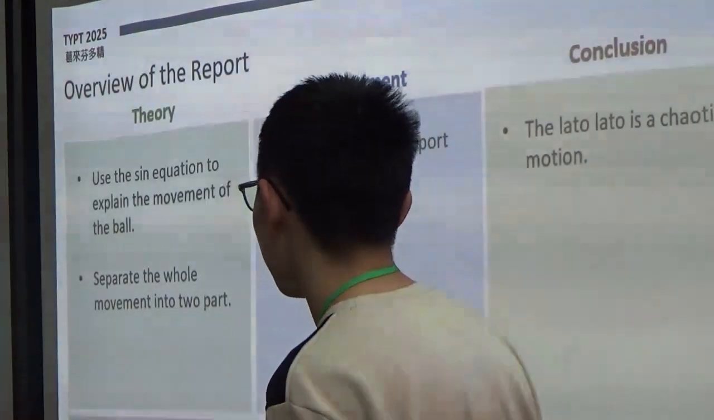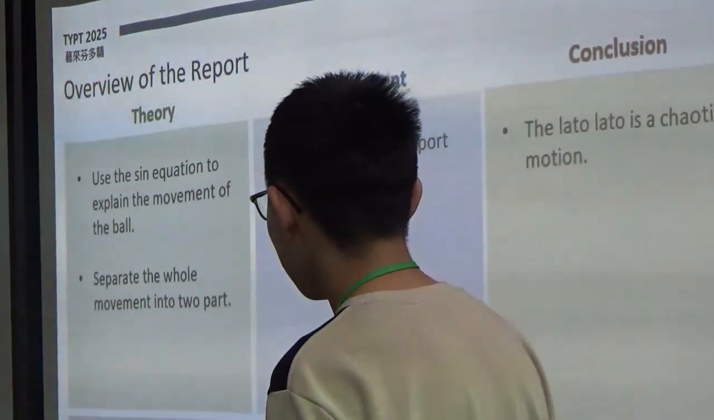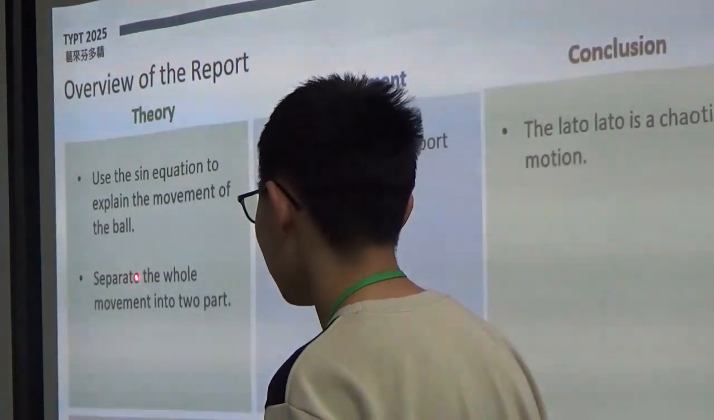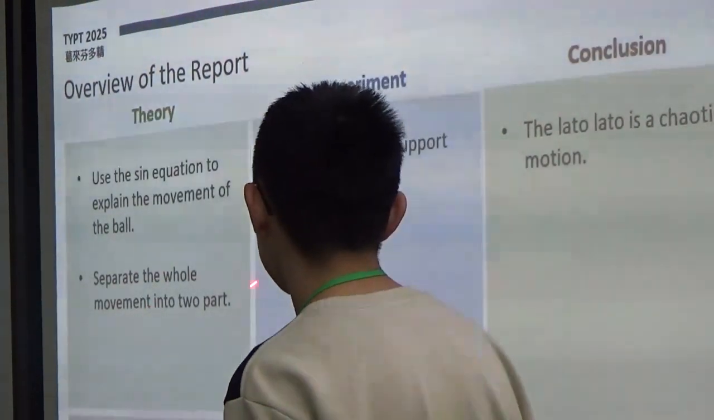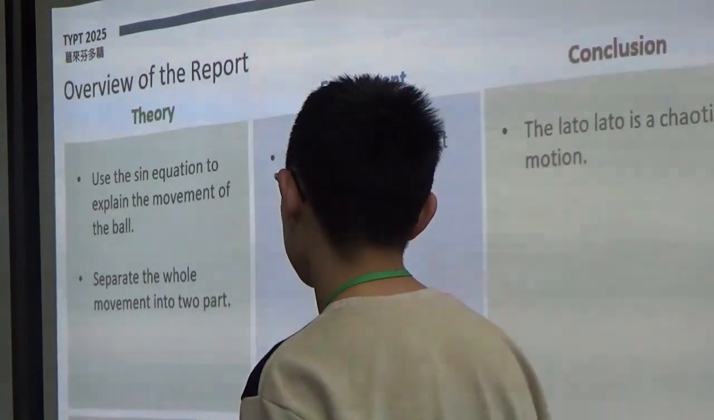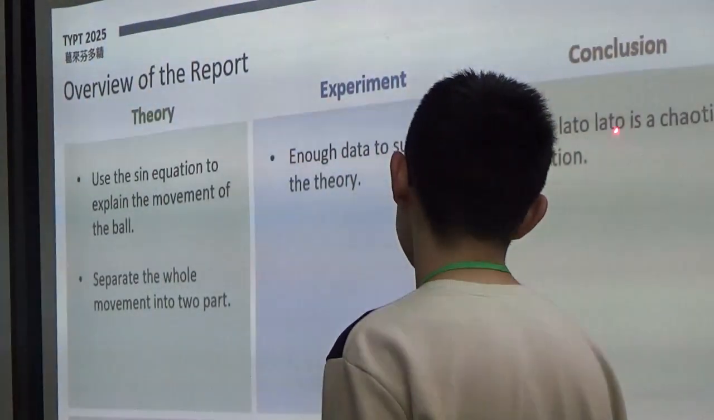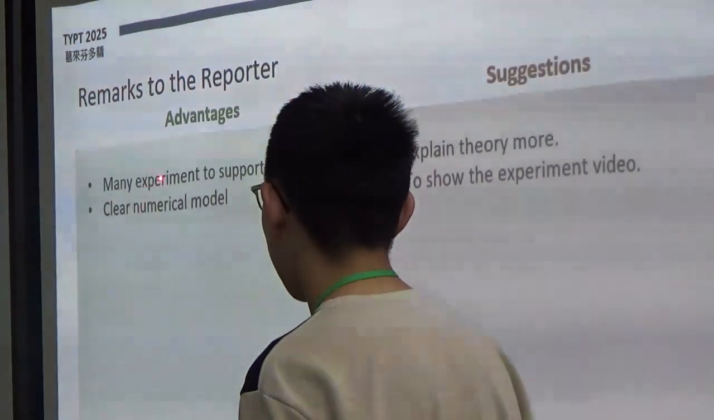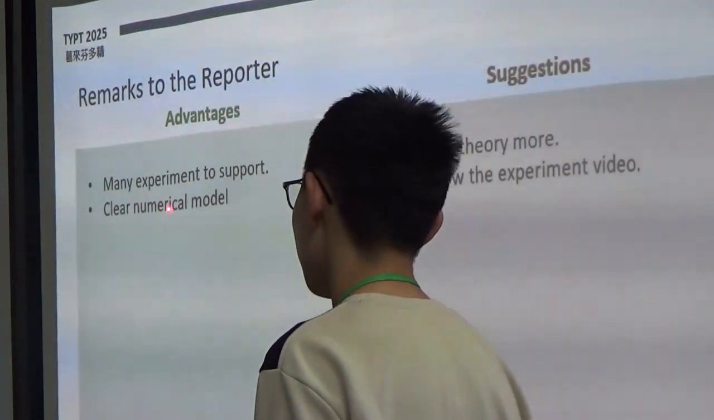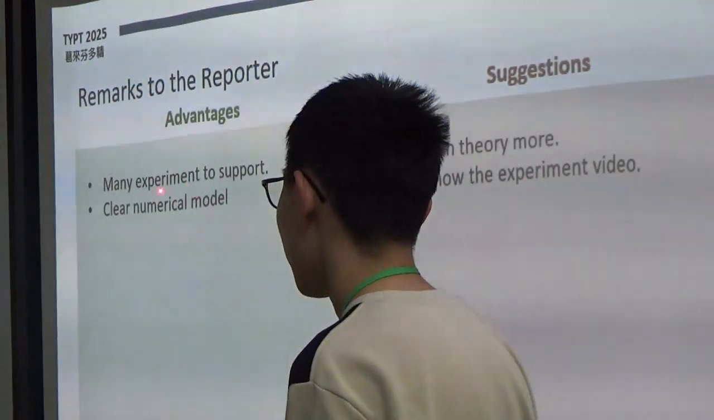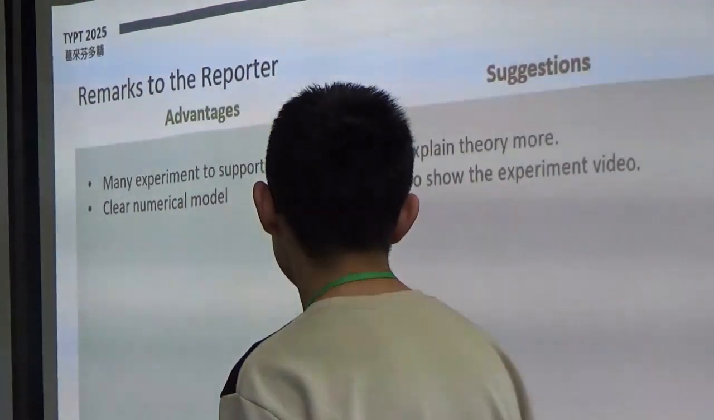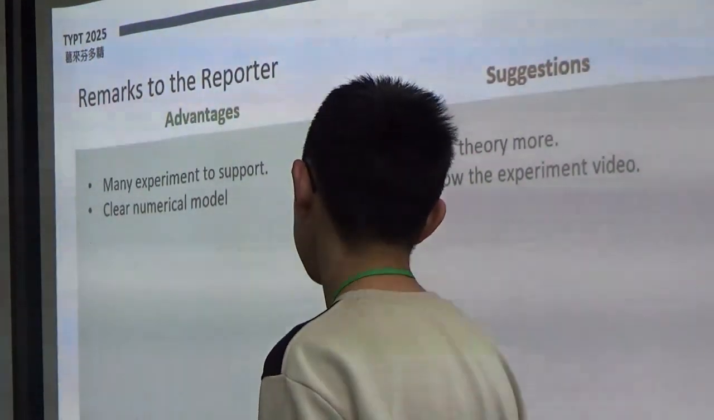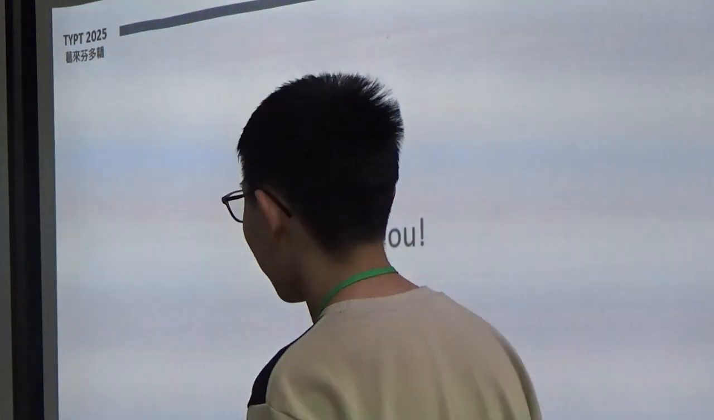So the overview of the report. First, the theory part. They use the sine equation to explain the movement of the ball and separate the whole movement into two parts, phase 1 and phase 2. Next, the experiment part. Enough data to support the theory. And the conclusion: the lato-lato is a chaotic motion. Then the advantages for the reporter are that many experiments support the theory, and there are clear numerical models. And for the suggestion, explain the theory more and show the experiment video. Thank you.